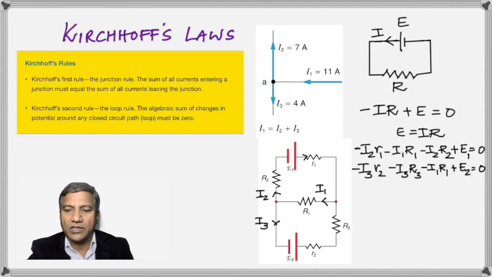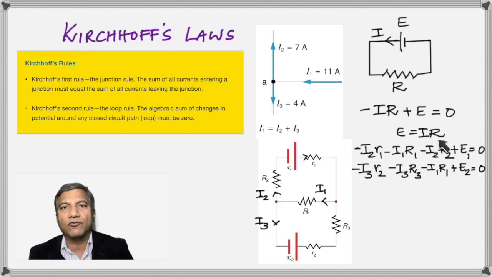But when we return, we are going from negative to the positive of the battery through the battery. And therefore, you take its voltage as positive. So when we write the equation, we get negative IR plus E is equal to 0, which when you rearrange becomes E is equal to I times R. And this is, of course, Ohm's law.